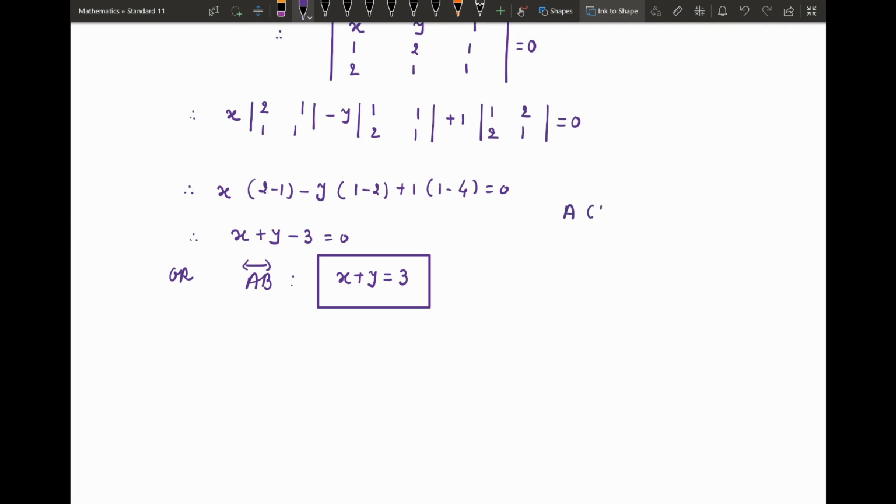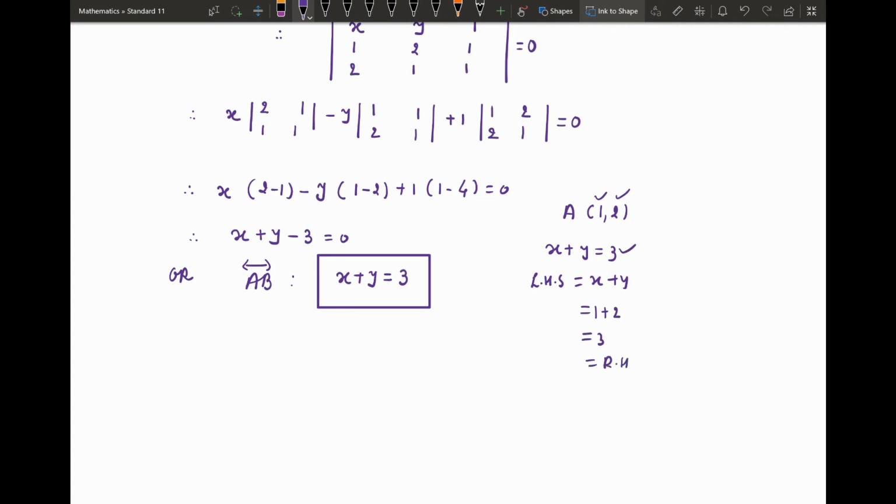You observe A is (1, 2). What is the equation of the line? x plus y equal to 3. If this equation is correct, we can easily verify that the coordinates of the point will satisfy the given Cartesian equation. Say we take LHS, x plus y, x coordinate 1, y coordinate 2, 1 plus 2, that is 3, which is RHS.